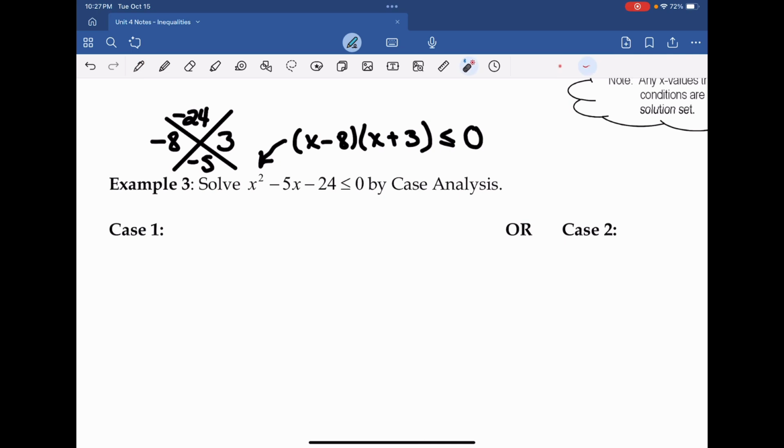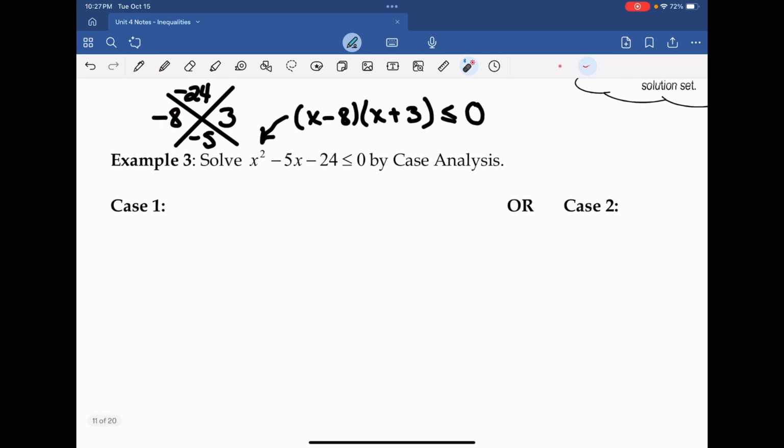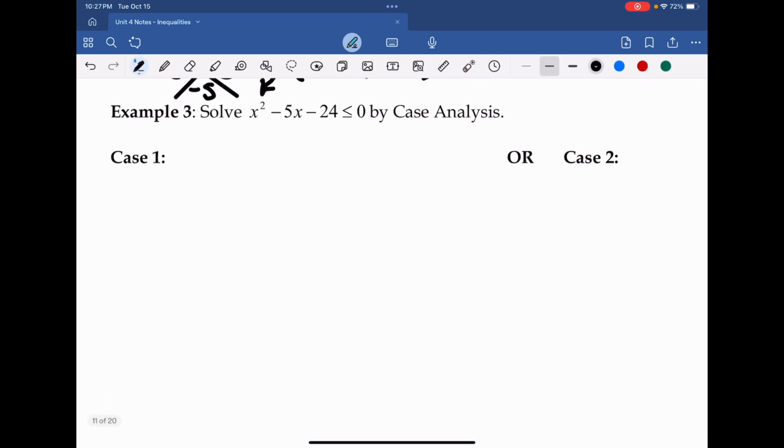Now, if this is something where it's less than or equal to 0, that means the y values, or the graph, is going to be negative. And when the graph is negative, one of these binomials has to be negative in order for this to be true, less than 0. So for case 1, let's do the following.